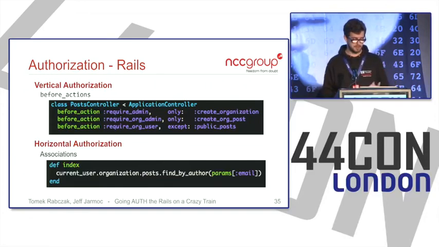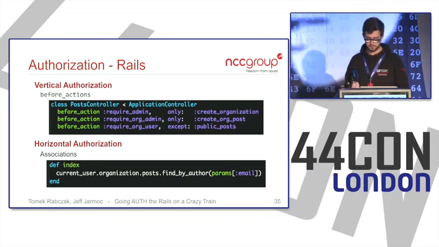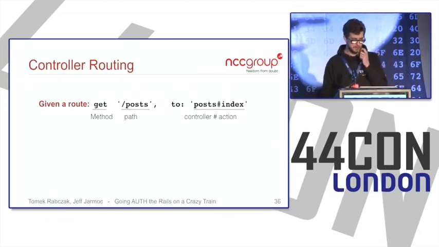So Jeff touched on the current user method that Devise offers, which returns the user object. Then through this association chain, you can say, okay, let's get the organization for this user, and let's get all the posts that belong to that organization. So when you're calling your finder methods on that object, you're only calling it on that specific subset of posts. So let's look into how controllers work.